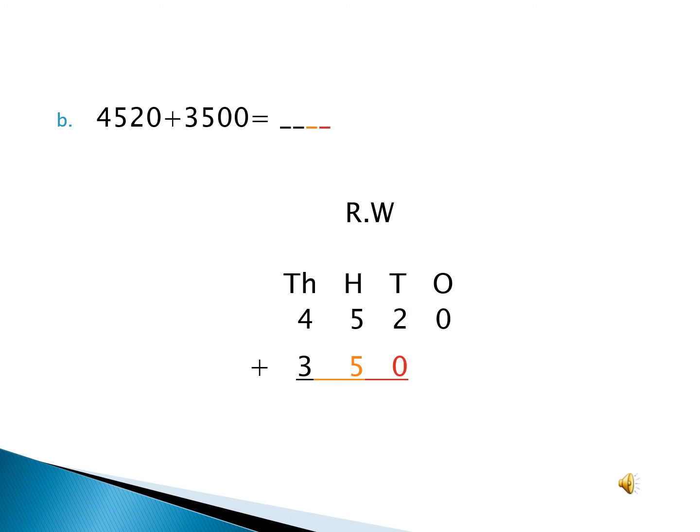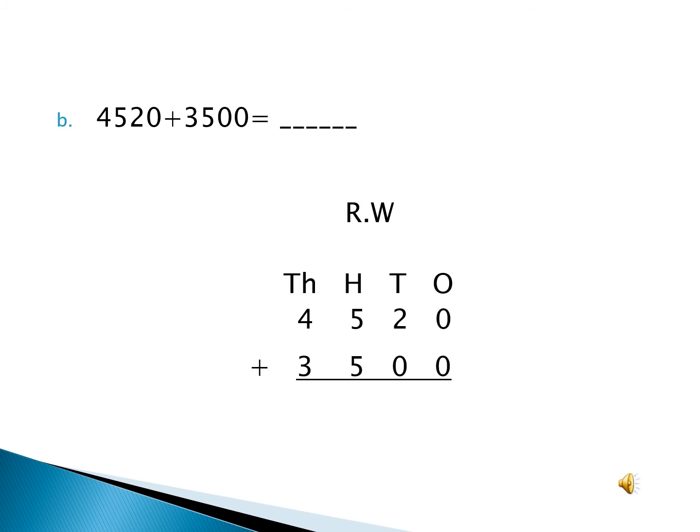Part B. 4,520 plus 3,500 is equal to dash. Class 3, again this question is written in horizontal form. So first you will write it in vertical form on the rough work column or a separate piece of paper, then solve it. So when we add both numbers, we will start adding from the one side.